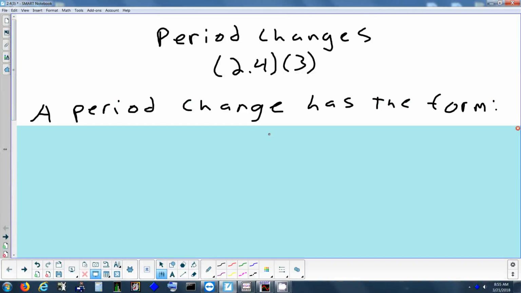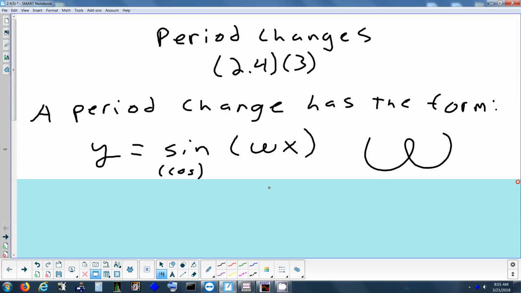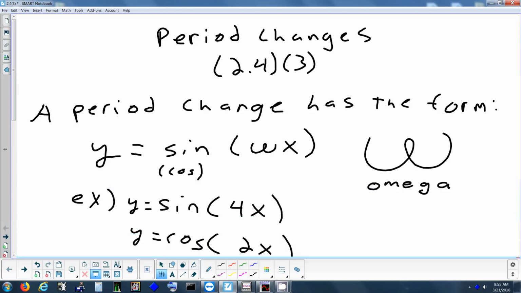Okay, just to summarize, we had phase shift. That involved adding or subtracting inside the parentheses. We had vertical shift. That also involved adding or subtracting, but it was outside the parenthesis. When we did amplitude change, that involved multiplying in front of the trig function. Well, this transformation also involves multiplying, but it's inside the trig function. So when you multiply inside the trig function, that's a period change.